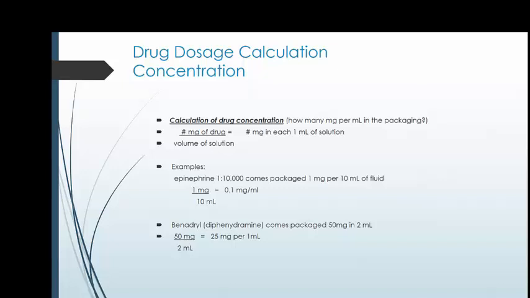Let's try another one, diphenhydramine or Benadryl. It comes packaged 50 milligrams in 2 milliliters. So we take our drug weight, which is 50 milligrams, and divide that by the volume in that container, which is 2 milliliters. So 50 divided by 2 gives us 25 milligrams per 1 milliliter of drug.